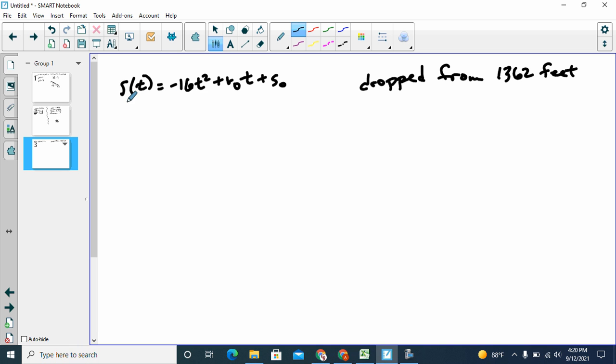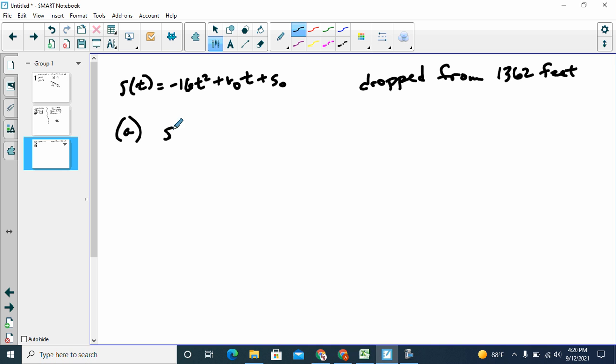So S of t, that means position, equals negative 16 times time squared. V sub 0 is velocity at time 0, so the initial velocity. S sub 0 would be position at time 0, initial position. So part A wants us to write functions for position and velocity.